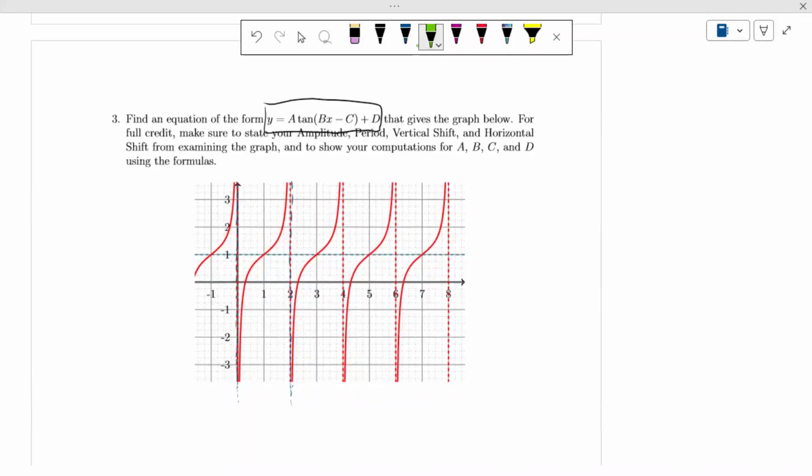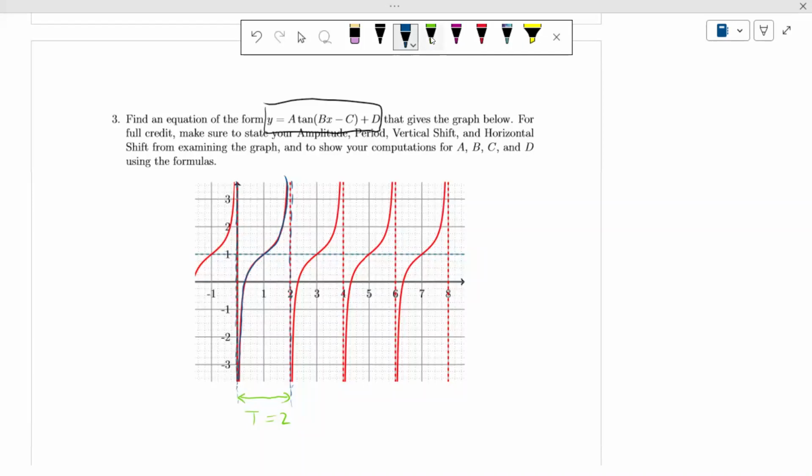So let me just go ahead and do the period while I'm over here. All right, that's one full period. So the period is 2. Any questions on that? All right. So then the tangent wave is right between these two vertical asymptotes. So I'll go ahead and draw that in here. Okay, here we go. So that's the one we're looking at there.